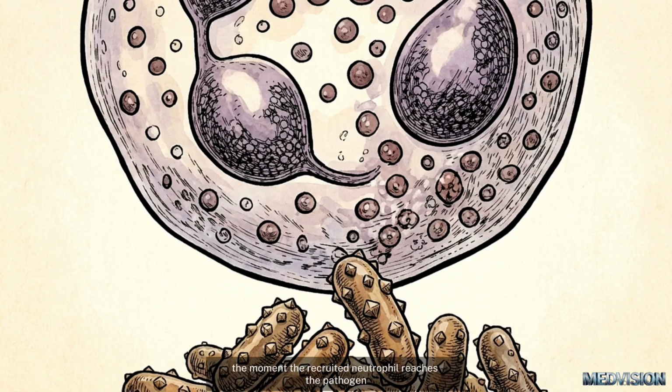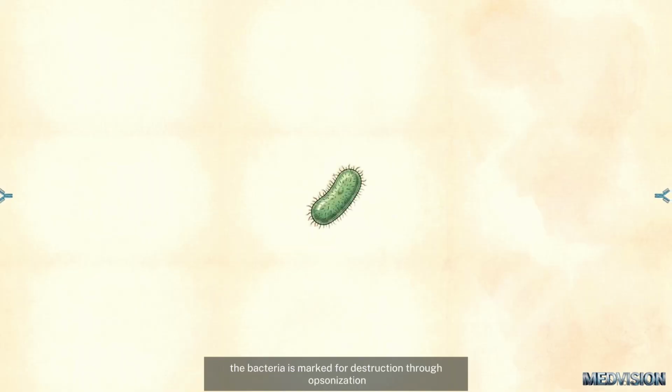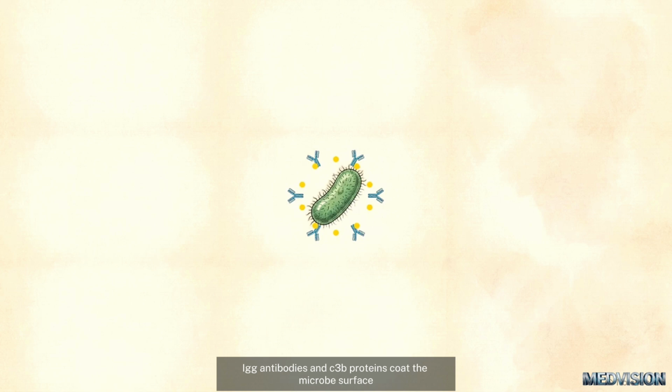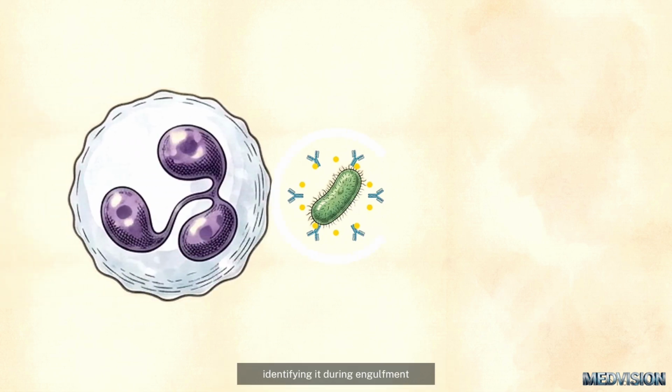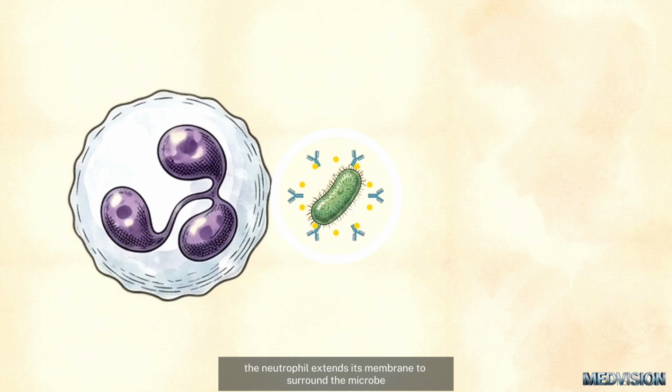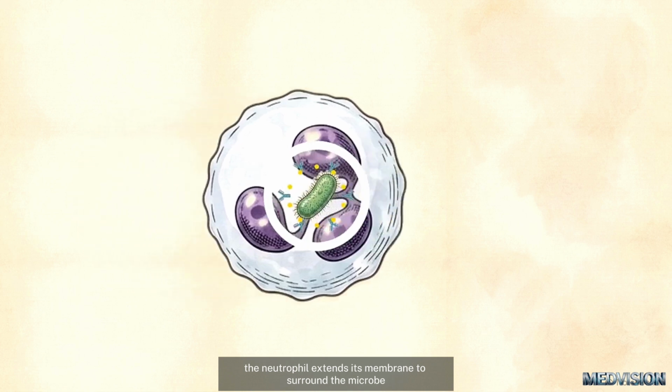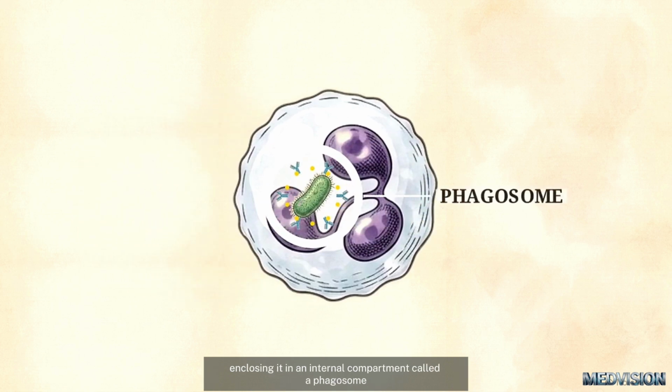Stage 5 begins the moment the recruited neutrophil reaches the pathogen. The bacteria is marked for destruction through opsonization. IgG antibodies and C3b proteins coat the microbe surface, identifying it. During engulfment, the neutrophil extends its membrane to surround the microbe, enclosing it in an internal compartment called a phagosome.